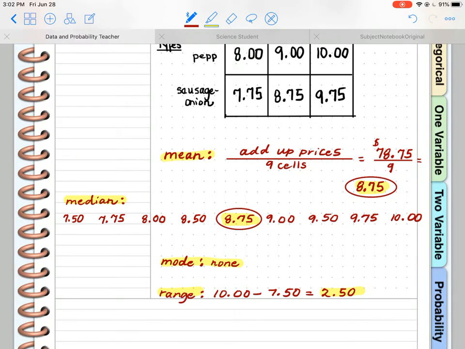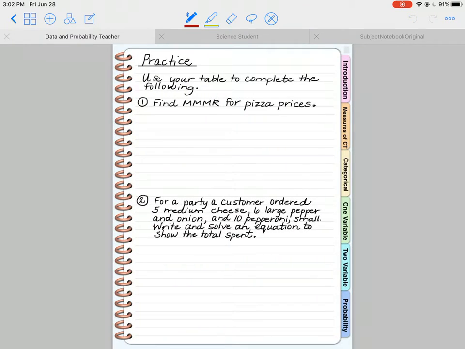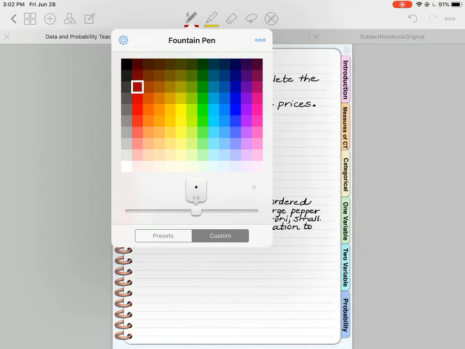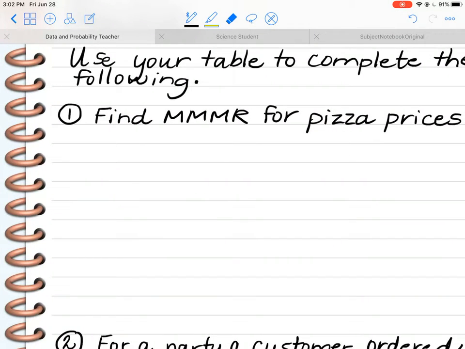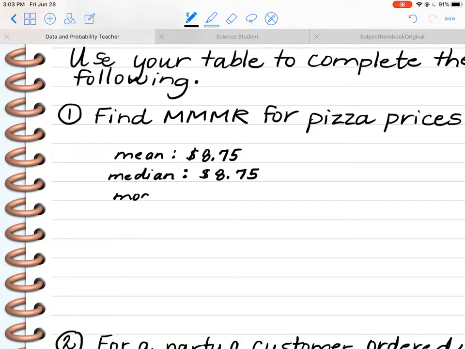Okay, so let's go back over to our next page. We did number 1. I'm just going to check that off. It's on the previous page. Actually, I tell you what, let's not be lazy and let's answer the question. I am not setting a very good example for you. The mean was $8.75. Some more, some less. The median was also $8.75. There was no mode.